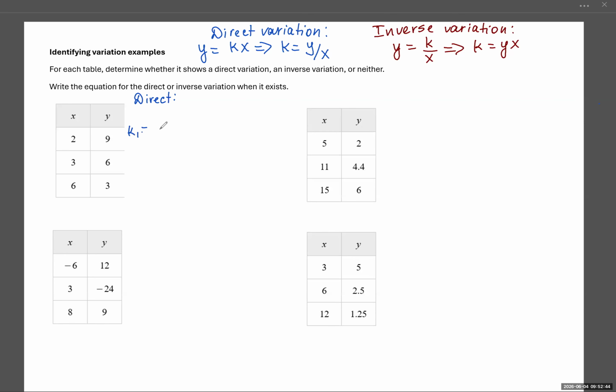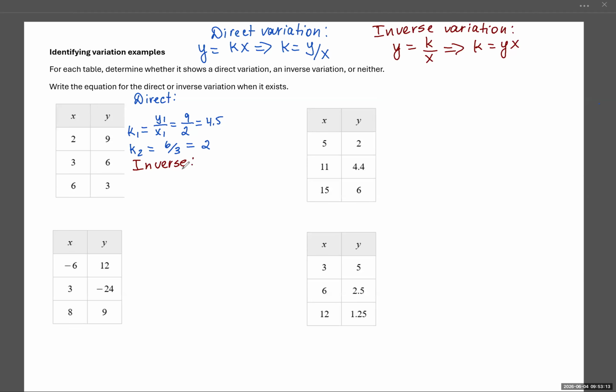So k1 would be y1 divided by x1. So 9 divided by 2, or 4.5. K2 would be 6 divided by 3, or 2. These are not the same, which means this is not a direct variation equation. So let's go ahead and test for inverse.